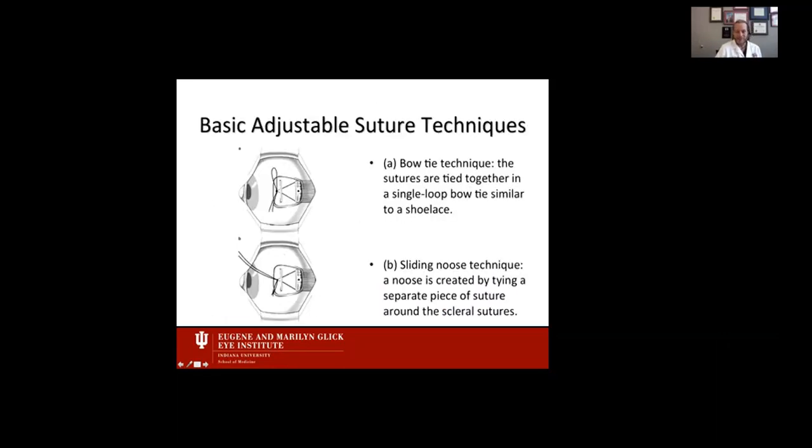The two basic techniques are the bow tie technique. The muscle's fixated, passes through the insertion, and then you put one throw through here. But then instead of putting a second throw on there, you're tying a bow tie. So it's tied into a loop so you can pull one of these and loosen it and let that muscle slide back.